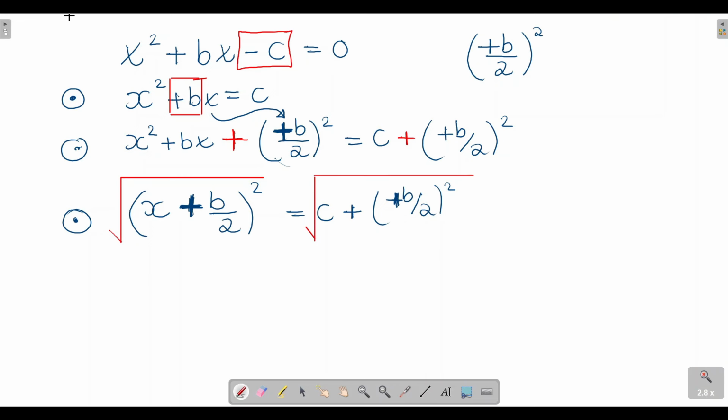If you square root the left hand side, what am I going to be left with on the left hand side? Okay, guys, we already know that. This 2 cancels, that square root cancels, and you'll just be left with your x plus b over 2. You should know why the square root and the 2 are canceling, guys, right?